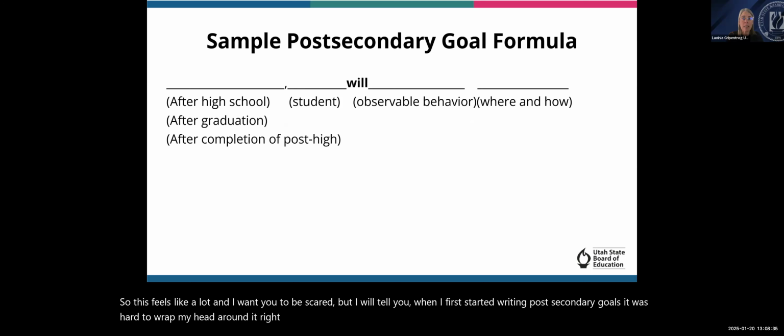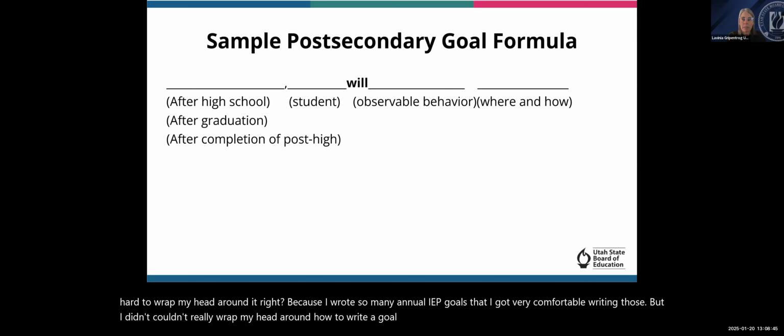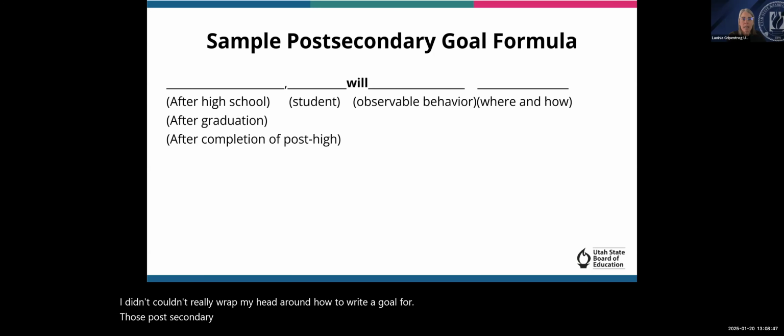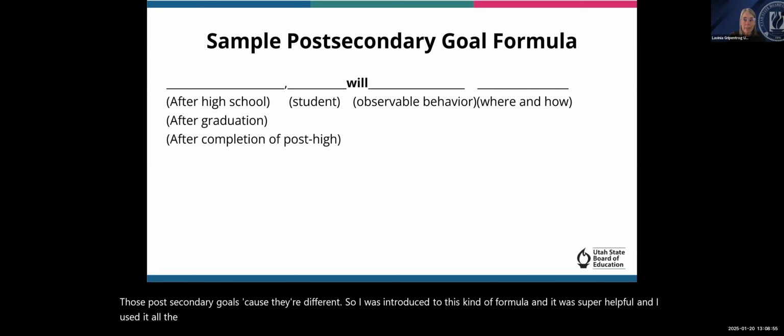Because I wrote so many annual IEP goals that I got very comfortable writing those, but I couldn't really wrap my head around how to write those post-secondary goals because they're different. So I was introduced to this kind of formula and it was super helpful and I used it all the time. So kind of fill in the blanks here, right? And then you'll know you'll be compliant.